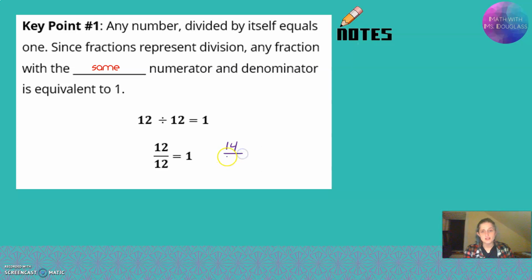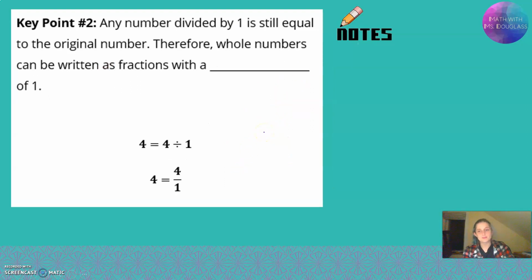14 divided by 14, that's 1. 127 divided by 127, that's 1. 92 divided by 92, that equals 1. We will see why we need this a little bit later, but right now it's just important to remember that we can write the number 1 in any fraction form we want, so long as the numerator and denominator are the same number.